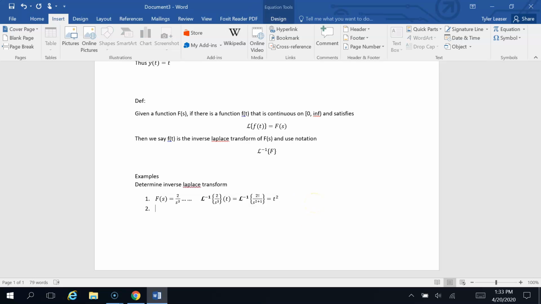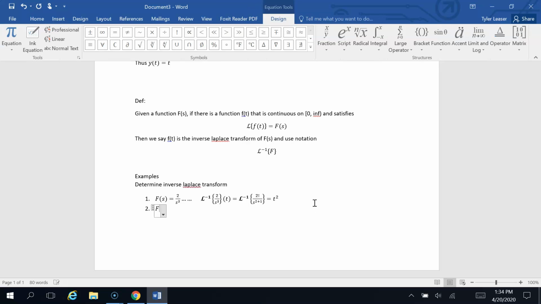Okay, maybe one more quick example, or two. So let's say that you had the Laplace transformation, capital F of s, is 3 over s squared plus 9.